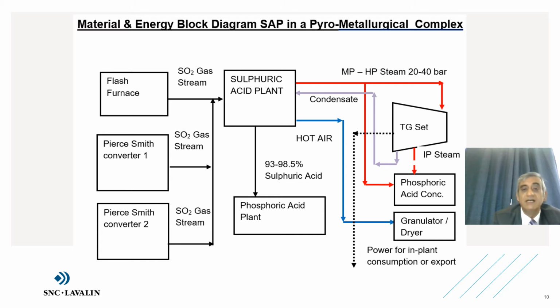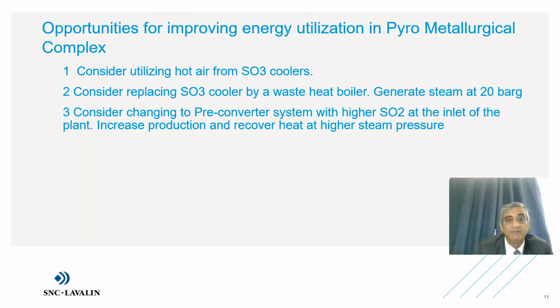If you go with the pre-converter system, you can generate 40 bar steam and at the same time throughput through the plant will increase due to higher SO2 concentration. There are opportunities for improving energy utilization in pyrometallurgical gas plants. Consider utilizing hot air from SO3 coolers in dryers, granulators, or any such equipment within the complex. If the hot air cannot be utilized in the complex, consider replacing the SO3 cooler by a waste heat boiler.